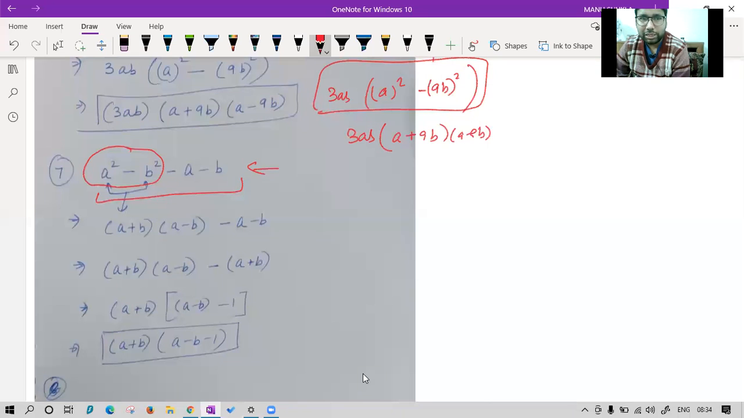That is, a square minus b square can be written as a plus b, a minus b, minus a minus b is left. Now I have taken what common? Minus as common and got a plus b inside. You can see we have same thing and we have taken a plus b common. Left is this thing.